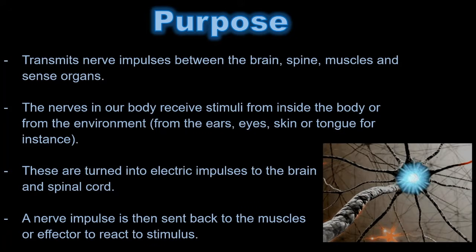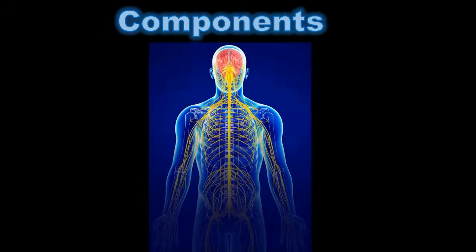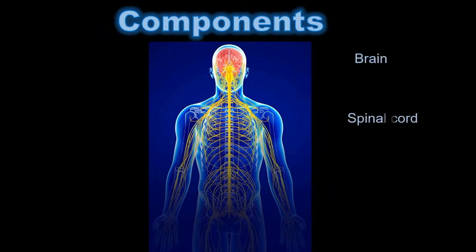The nerves in our body receive a stimulus from the outside of the body or from the environment. So my ears, my eyes, my skin, and my tongue will react to the stimulus. These are then turned into electric impulses, which are sent to the brain. And then finally this impulse gets sent back to a muscle in order to react to this stimulus.